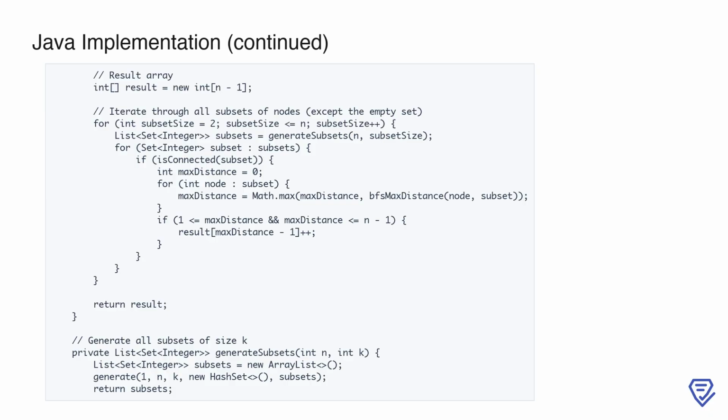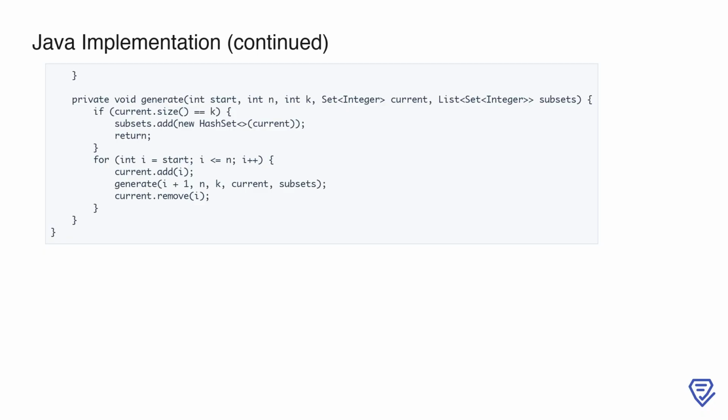If the subset is connected, we calculate its maximum diameter by running BFSMaxDistance for every node in the subset and keeping track of the largest distance. If this diameter is valid, that is, it lies between 1 and n-1, we increment the corresponding index in the result array. This ensures that we count all valid subgraphs for each possible diameter.